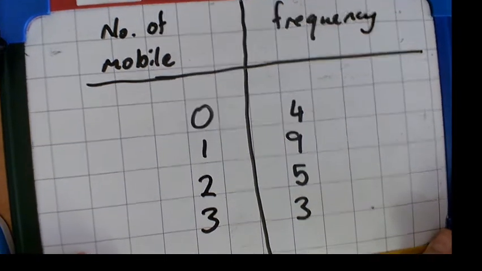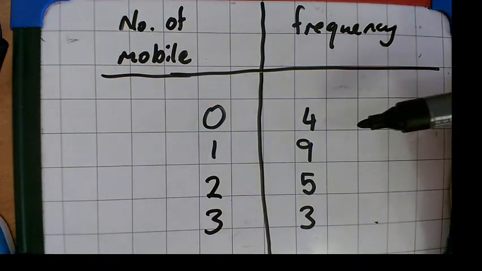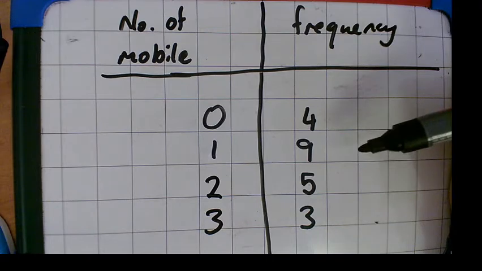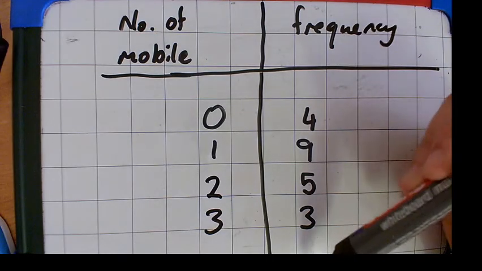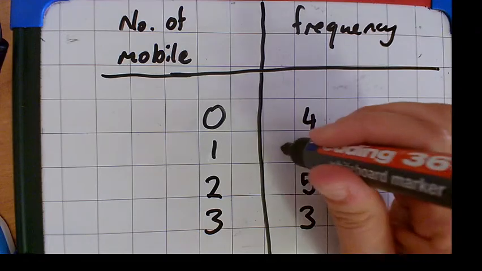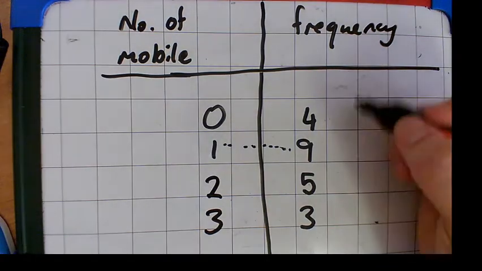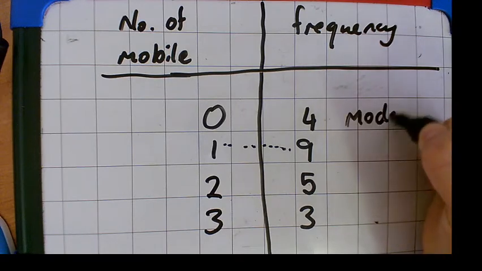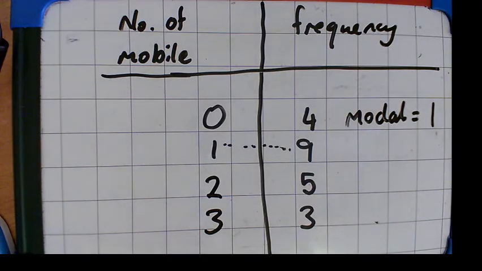Now, how am I going to use this to find the mode? So remember what we said before, we're looking for the highest frequency. So I go to this column. Which is the biggest number in this column? It's a 9. And what does 9 refer to? Well, once again, strangely enough, 9 refers to 1. So the modal number of phones in this case is 1. Or we can say the mode is 1.